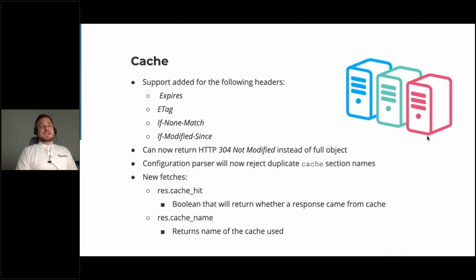Two new handy fetches have been introduced. Both of them are based on response objects: res.cache_hit, which can be used to indicate whether a response came from the cache, and res.cache_name, which will return the name of the cache that was used.